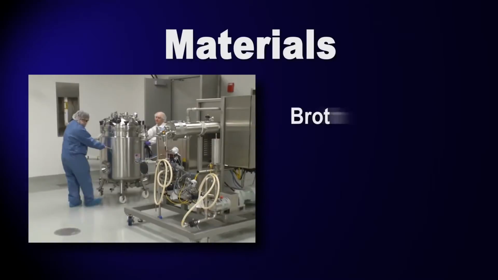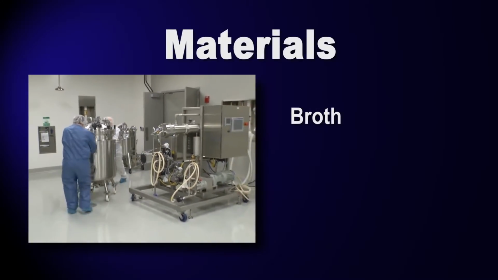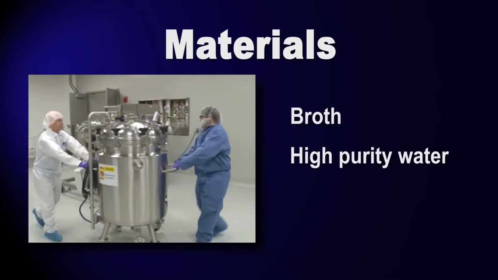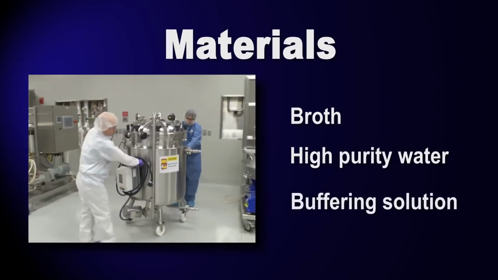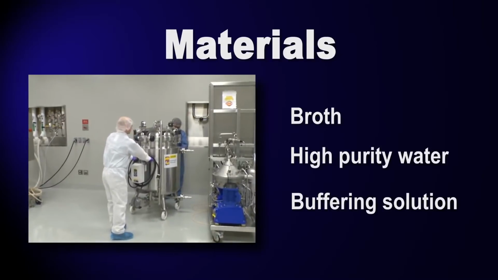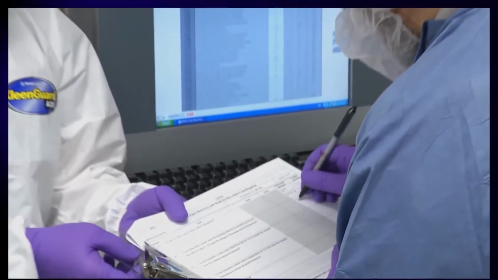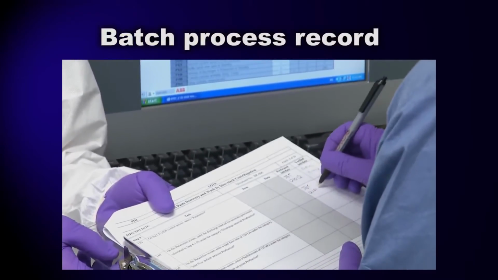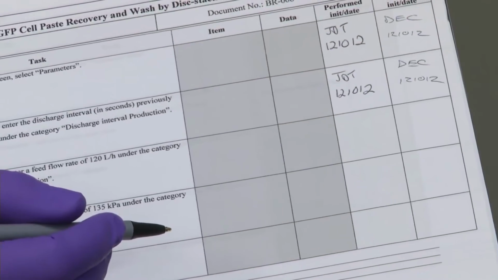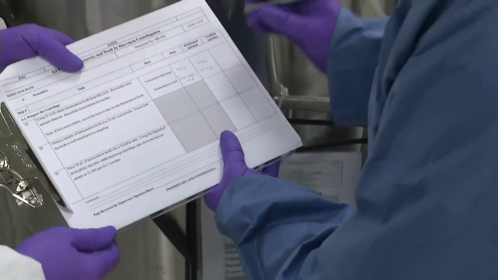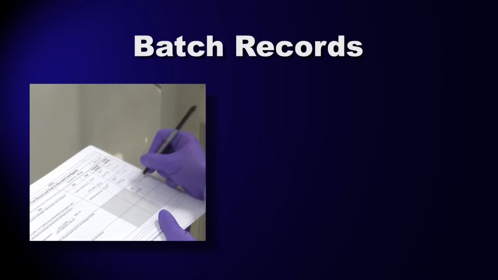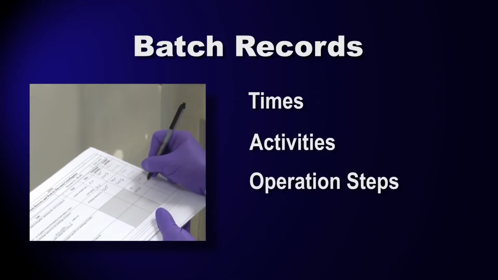Our materials include the broth from our fermentation process, high-purity water that has been reverse osmosis filtered, deionized, and UV sterilized, and a buffering solution to help stabilize the pH of our product and keep it in suspension and prevent the product from degrading. The recovery process is managed through the use of a batch process record. The batch record leads the operator through the process, step by step, with each step requiring a sign-off and separate verification by a second operator. This record also includes spaces for documenting times, activities, operation steps, and instrument readings.